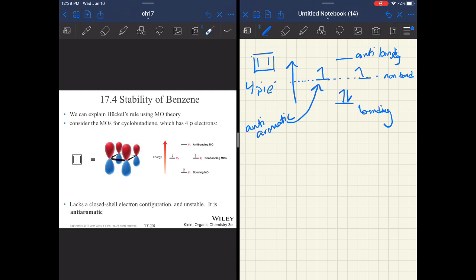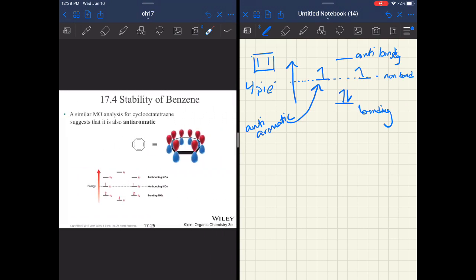So, if that's the case, why is cyclooctatetraene stable? Maybe not as stable as an aromatic compound, but way more stable than what we see with cyclobutadiene. So I'm going to draw this again. We have 1, 2, 3, 4, 5, 6, 7, and 8. And draw that line through the middle.